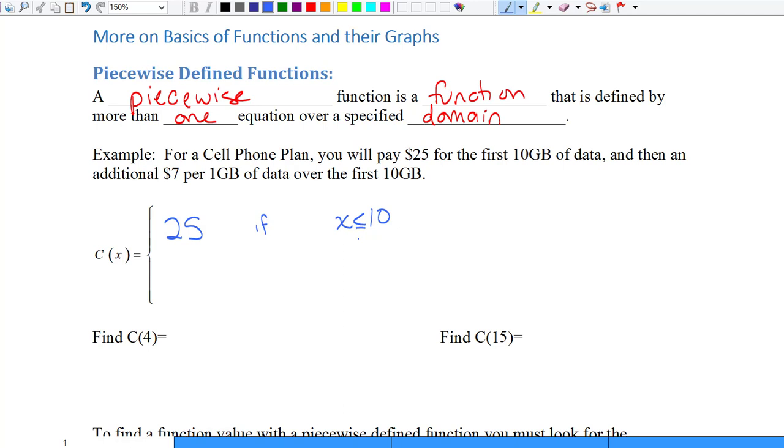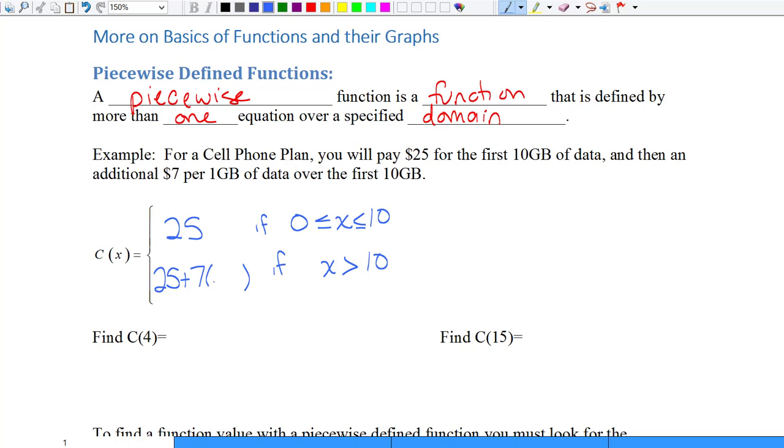Now, there's probably a lower bound here. You can't have anything less than 0, so my domain is anything from 0 gigabytes to 10 gigabytes. The next domain would be if x is greater than 10. Anything greater than 10, you're not just going to pay the 25, you're going to pay 25 plus something else. So that is defined by another rule: 25 plus an additional $7 for every gigabyte over 10.